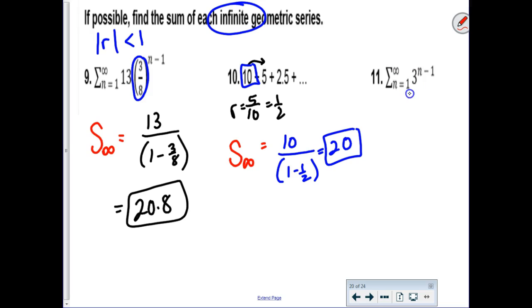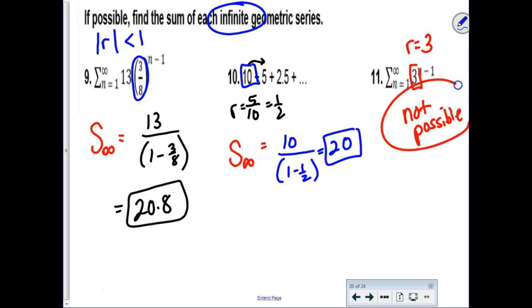And then look at this next one. What's your common ratio? It's a 3. Doesn't that kind of violate the rules? Because this one's just going to get bigger and bigger and bigger off to infinity. So you're just going to say it's not possible. The limit does not exist if you looked at that sequence. So therefore I can't infinitely sum all the terms because I'd be doing it forever.